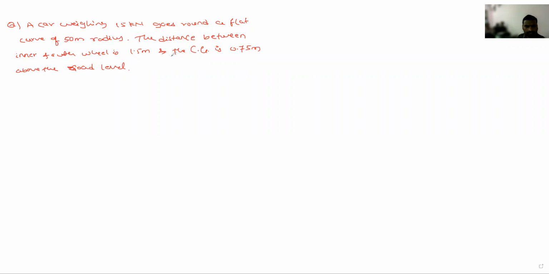What is the limiting speed of the car on this curve? Okay, this is the first question.